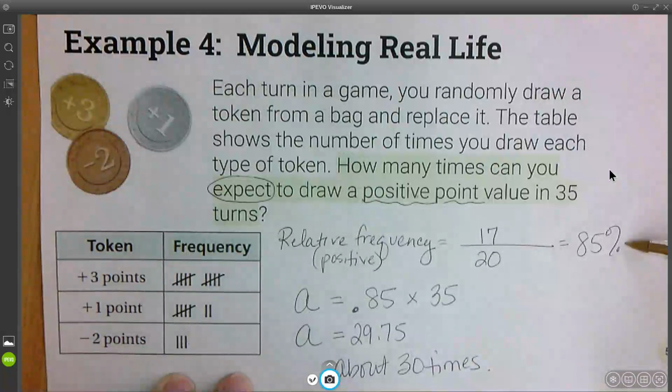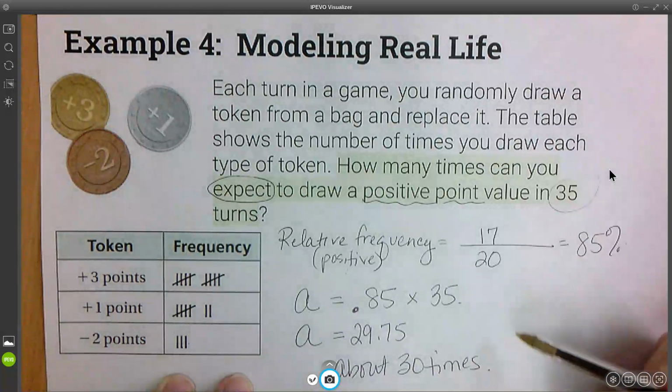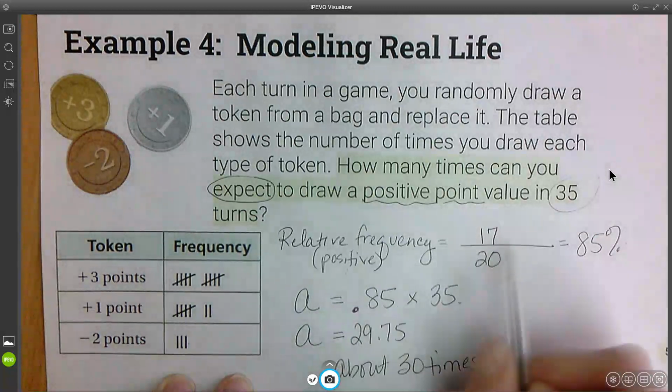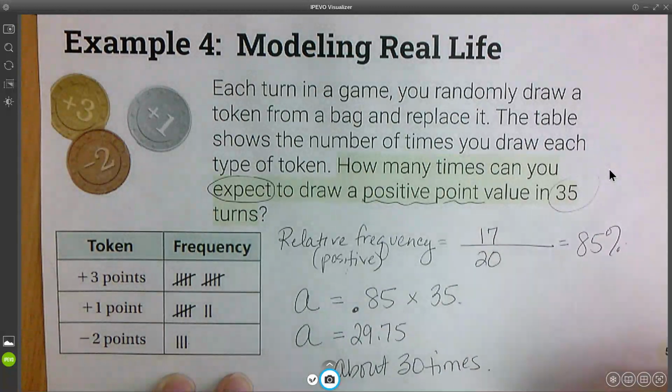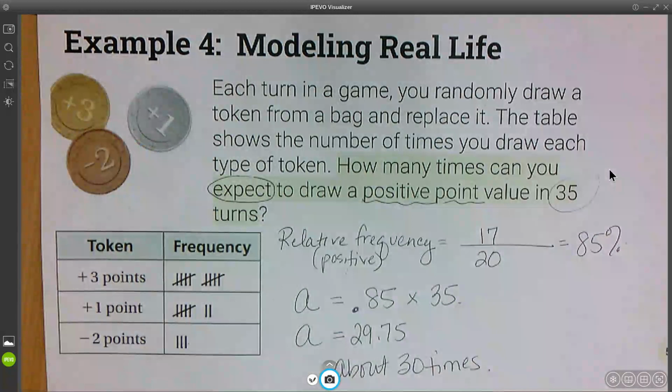So we use the relative frequency, what actually happens, and multiply that by the total given. You could use the fraction or the percent, and then that will give you your answer of your expectation of what will happen.